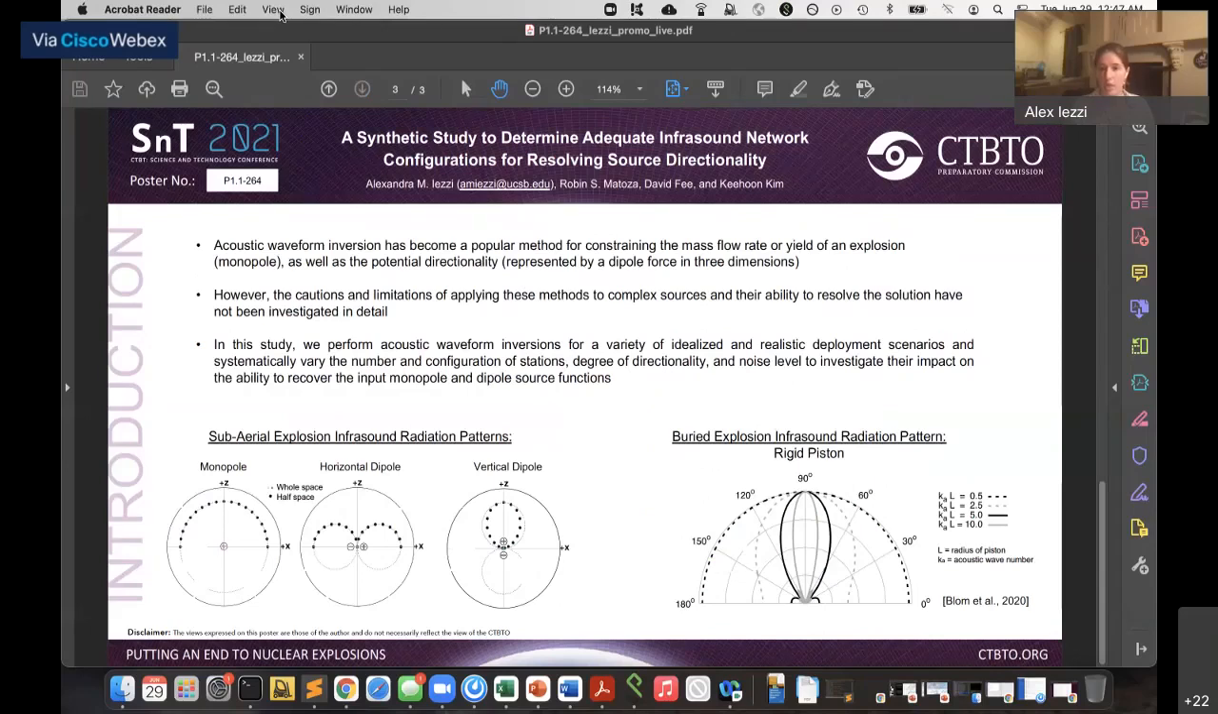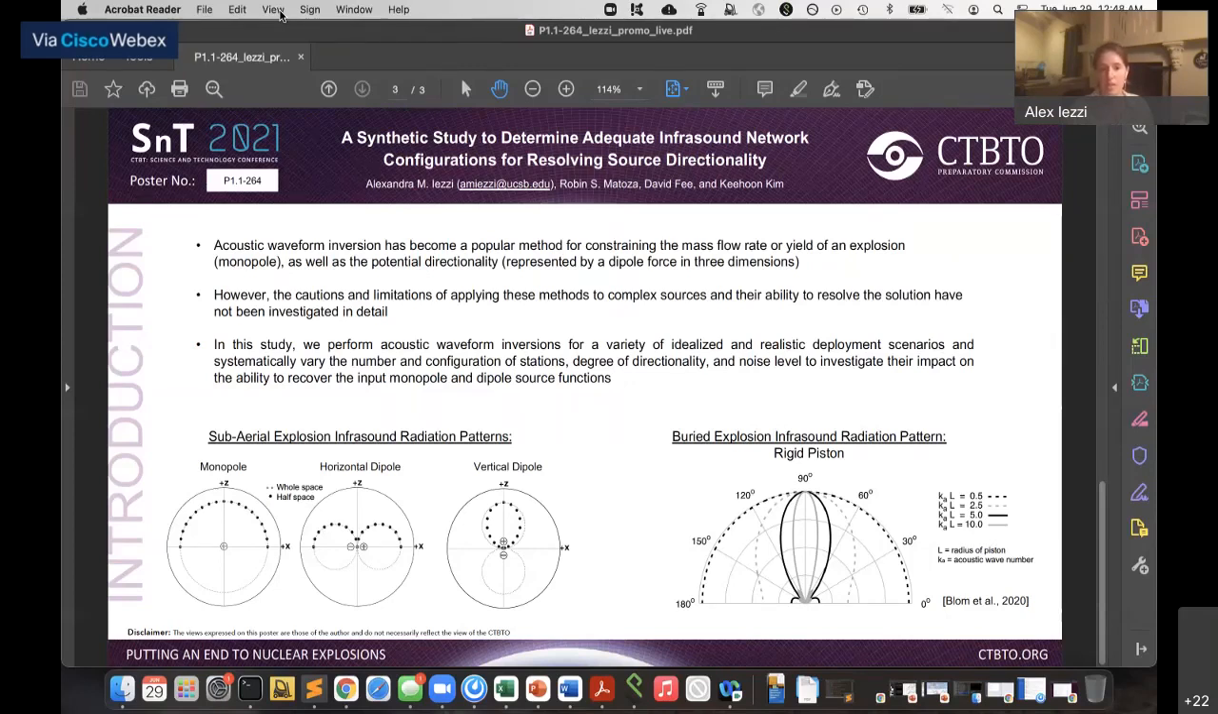And so a lot of times we've been applying acoustic waveform inversion methods to try to characterize the source. And most of the time it's this monopole source that radiates equally in all directions. But increasingly, we're starting to add more complex sources such as the dipole, which allows for potential directionality in the source. However, the cautions and limitations of looking at these more robust sources have not been investigated in detail.